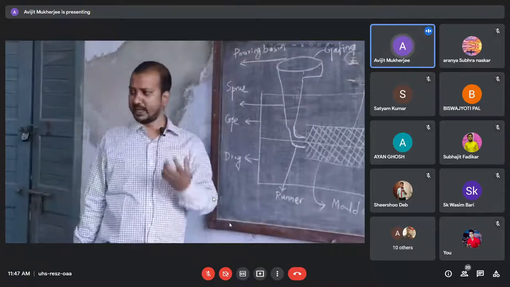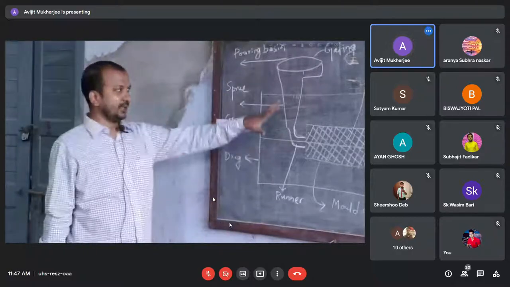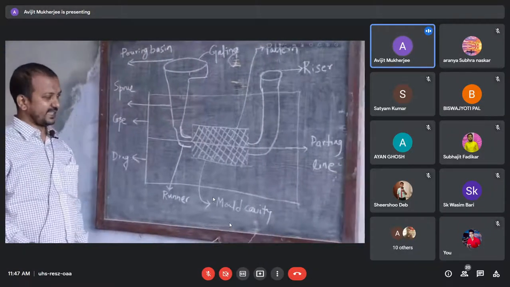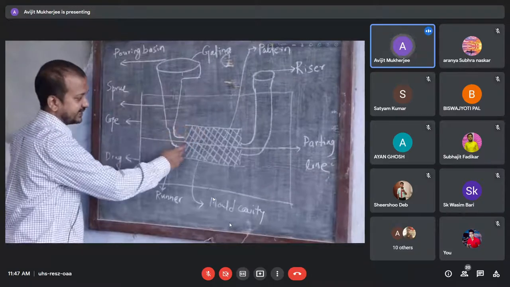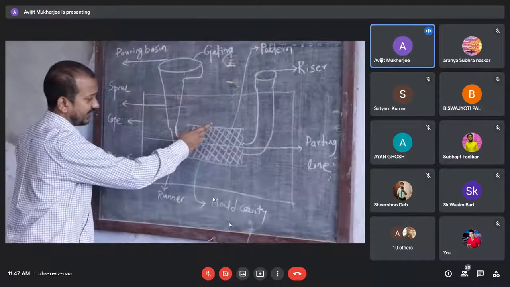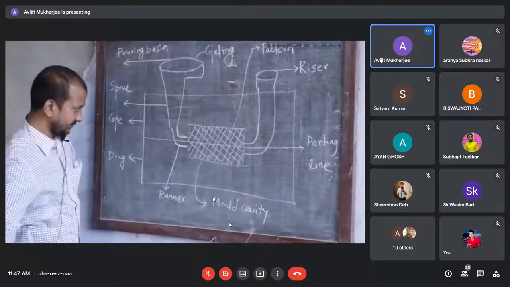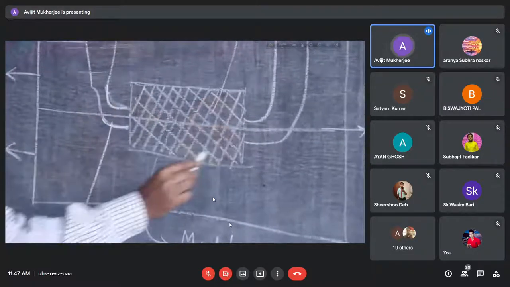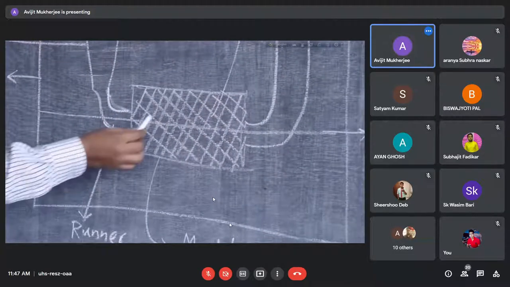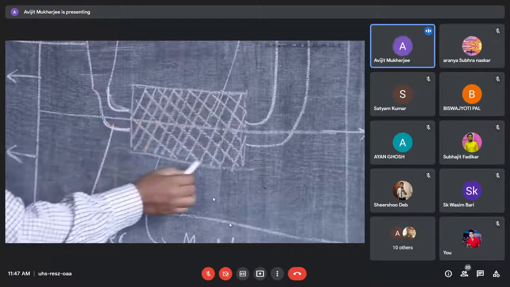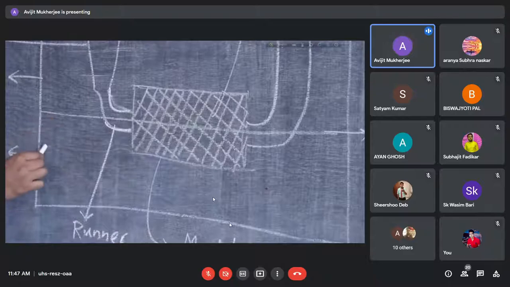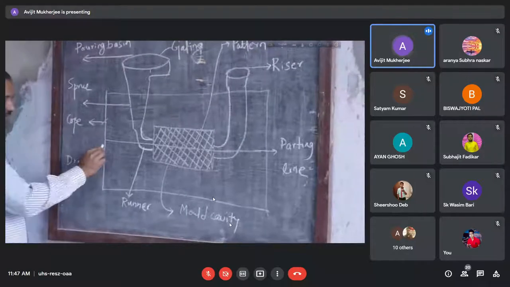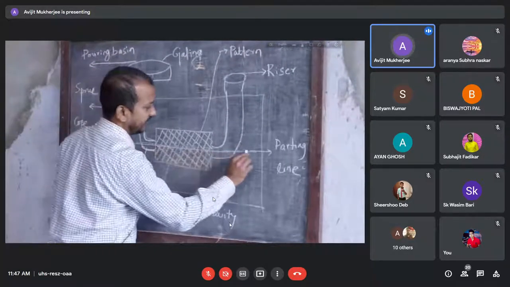Now, to explain the casting process, here you can see a diagram. Basically, this can be said to be your mold cavity. The final product will be similar to this. When the mold cavity is prepared, there are two parts. The upper part is called the cope and the lower part is called the drag. And here this is your parting line.